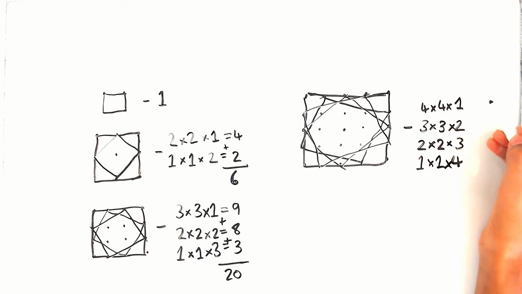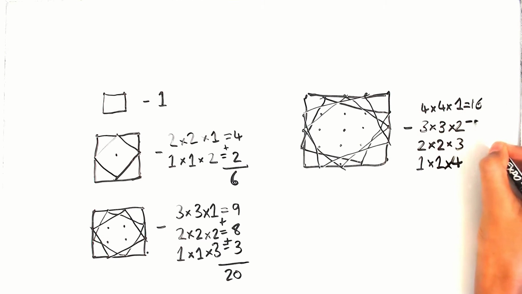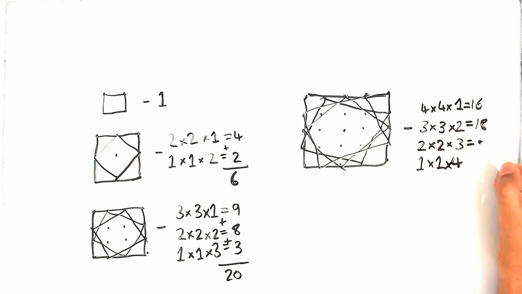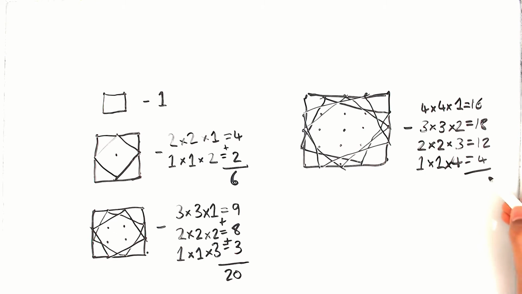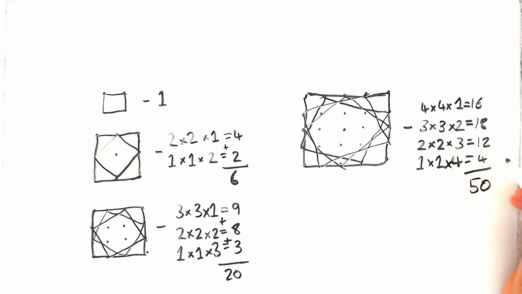Okay, so now let's multiply these. So this would equal 16, this would equal 18, and this would equal 12, this would equal 4. So now let's add all of these. So here, it equals 50. So, do you guys notice any patterns in these? Well, I do.